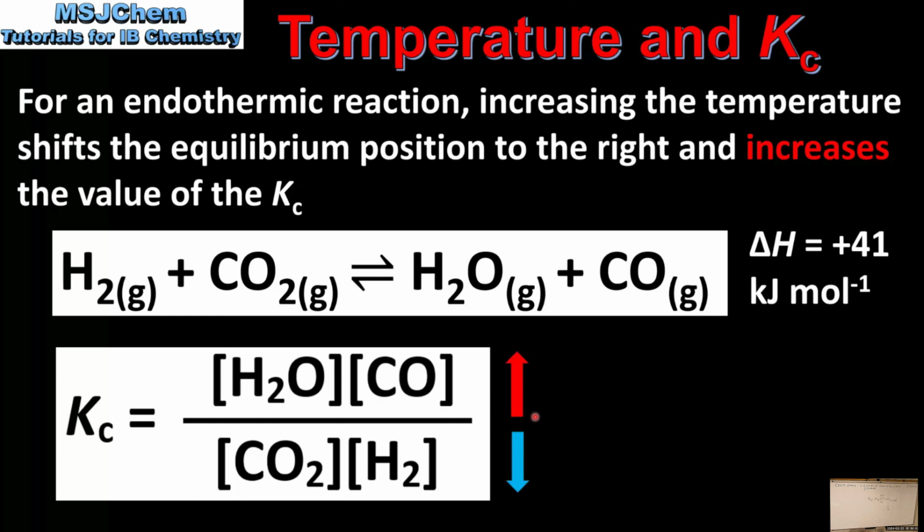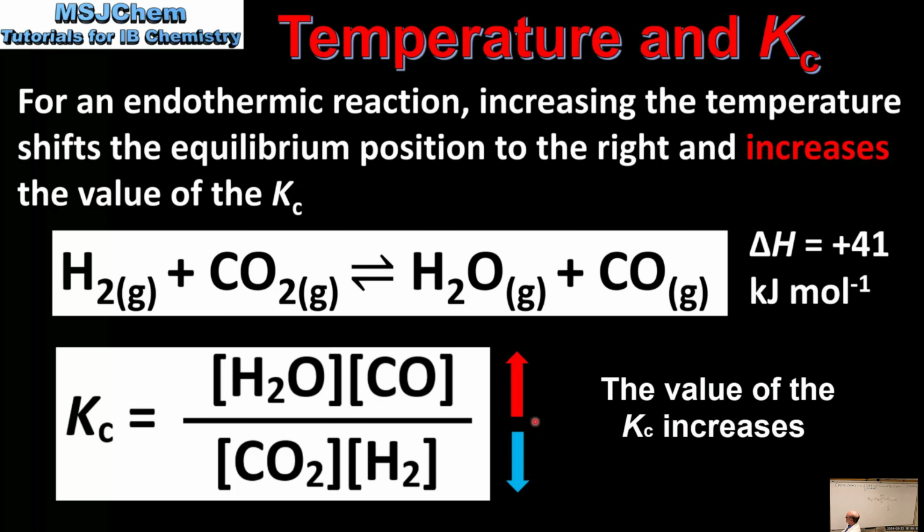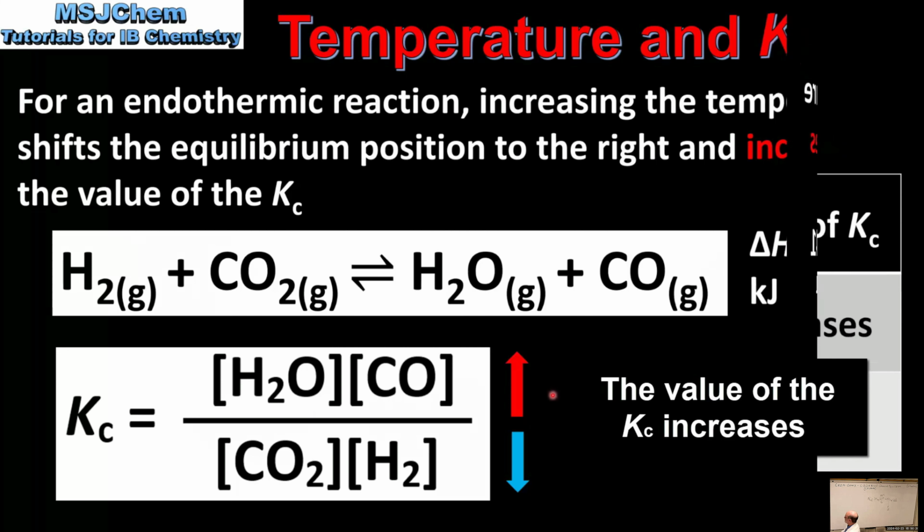When the equilibrium position shifts to the right, the value of the numerator increases and the value of the denominator decreases. Therefore, the value of the Kc increases. So for an endothermic reaction, an increase in temperature results in an increase in the value of the Kc.